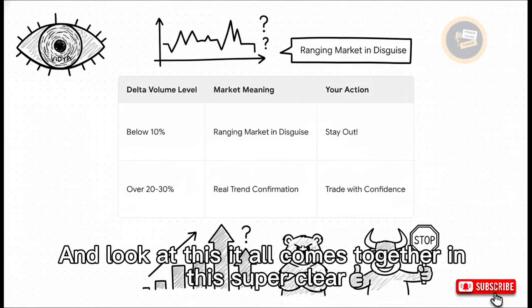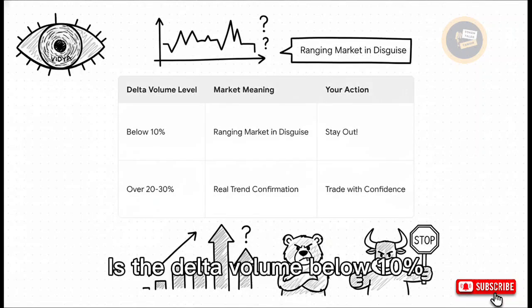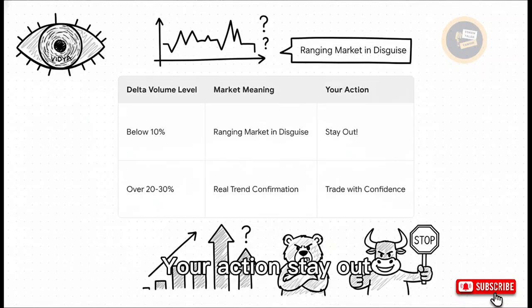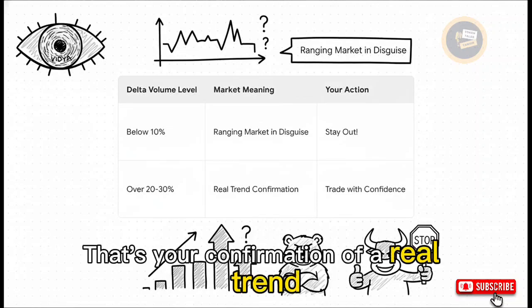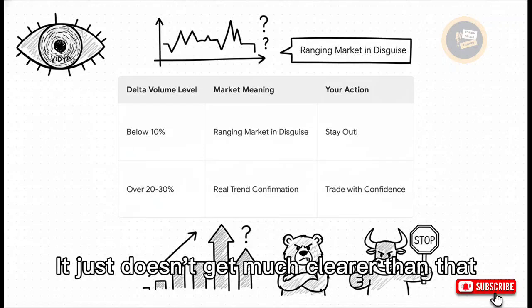And look at this. It all comes together in this super clear, simple framework. Is the delta volume below 10%? That means it's a market trap in disguise. Your action? Stay out. Is it over 20 to 30%? That's your confirmation of a real trend. Your action? You can trade with confidence. It just doesn't get much clearer than that.